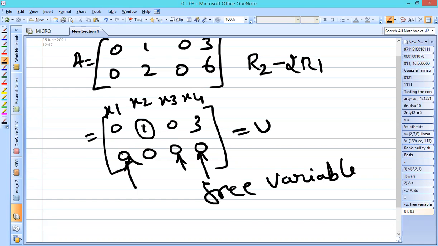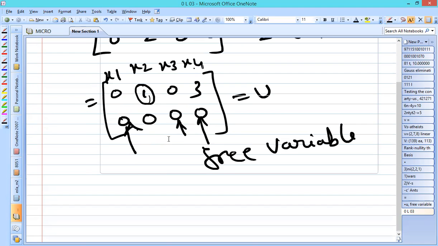Identify where the pivot is. It is a very simple problem I have taken here in order to make you understand. Here the pivot is present in the second column. Excluding this, you can consider the remaining columns as the free variables. So x1, x3, x4 are the free variables.